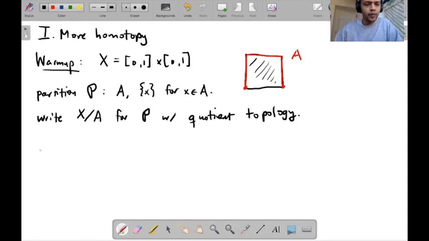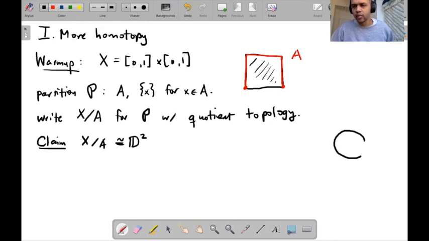So the claim that I'd like to explain is that X mod A is topologically equivalent to the closed disk. The picture is, you collapse A to a point, and you still have the picture. Now this black segment of the boundary becomes a circle, and on the inside you have the interior of the disk.